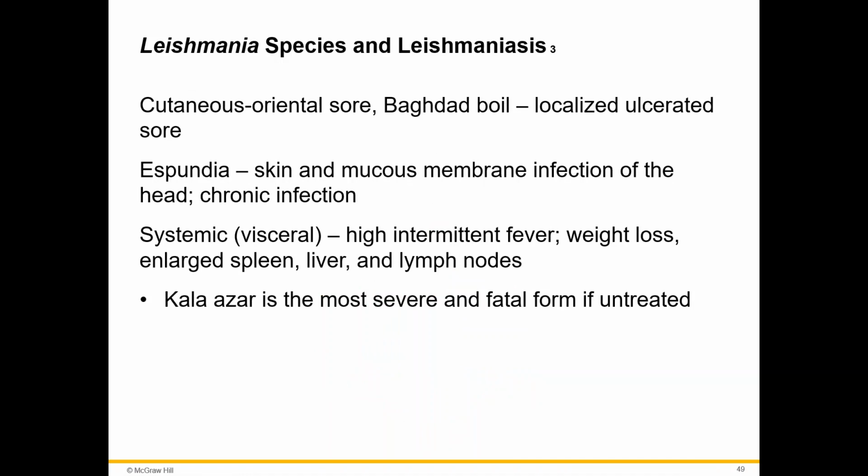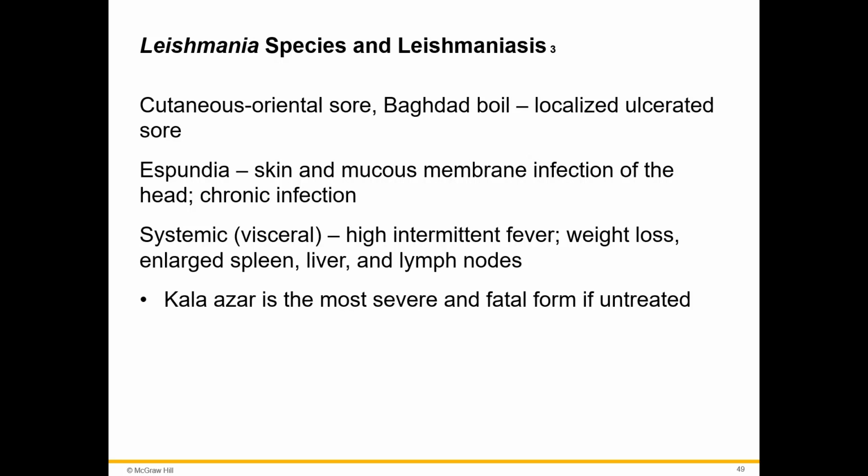Okay. What does this cause? Well, you get these basically cutaneous sores, right? You can also get what they call a Baghdad boil, and it's just an ulcerated sore. It's really uncomfortable. You can also get Espundia, which is basically a skin and mucous membrane infection through the head, and so it can become chronic.